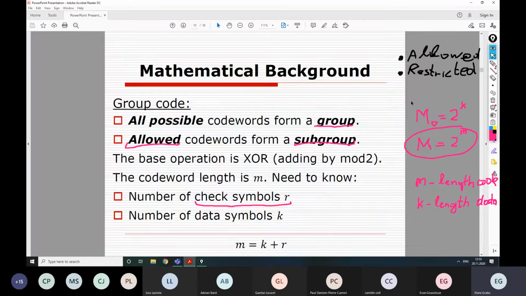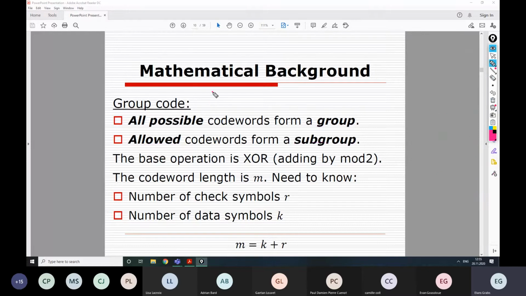Okay. So the allowed code words form a subgroup as a part of a larger group which consists of all possible code words. That's why these codes are called group codes. And we are talking about some specific Hamming group codes proposed by mathematician Hamming.